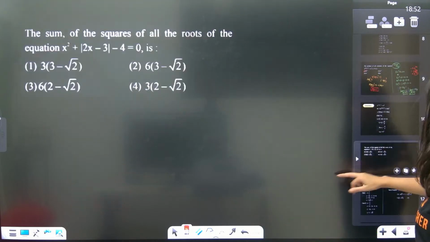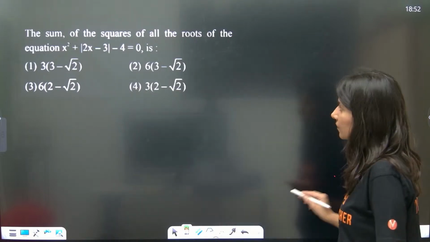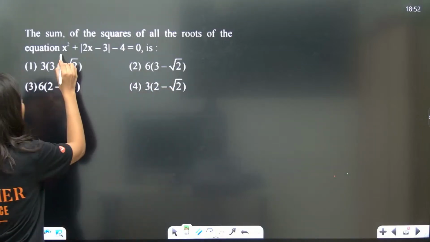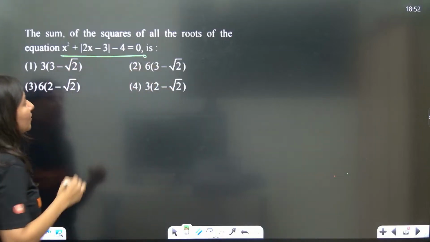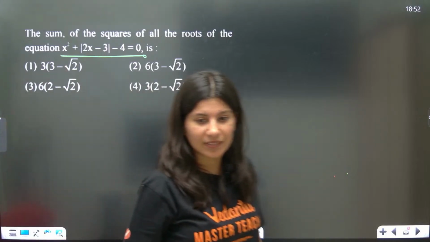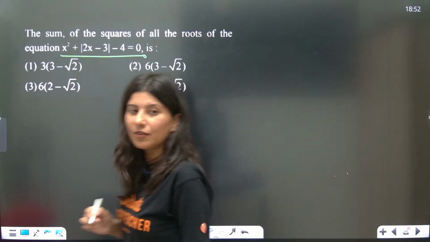All right, the next question. The sum of the squares of all the roots of this equation. Sum of squares of all the roots of this equation. Okay. Now, modulus is involved over here. Dead easy, Harish is saying. Okay. So, modulus is involved in this question.